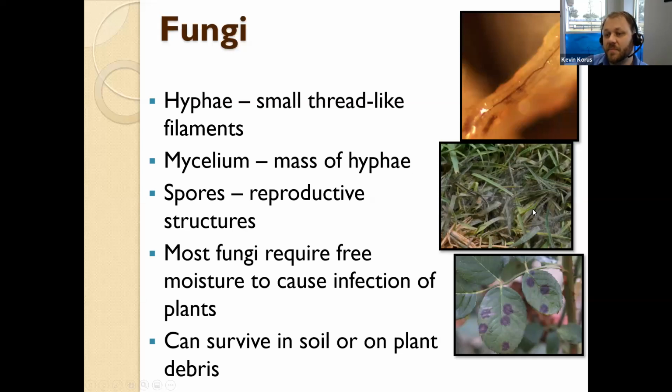When you have a bunch of hyphae together, it's called mycelium. You can see that in that middle picture, it looks like cobwebs, right? It's actually fungal mycelium, those fungal threads. Spores are their reproductive structures. They'll get triggered to sporulate when they run out of food, or there'll be other climatic factors that can trigger them to sporulate. But most of the time, whenever you're seeing a fungus reproduce, it's because it's run out of food.